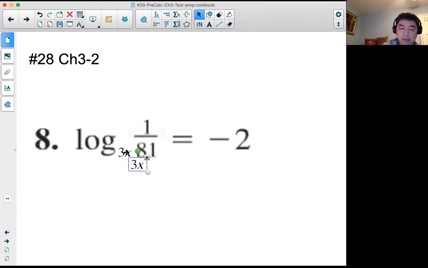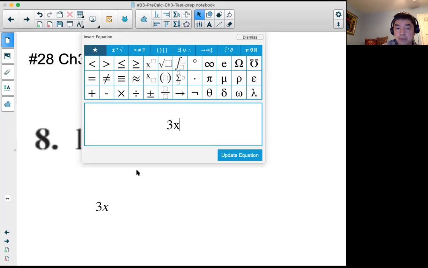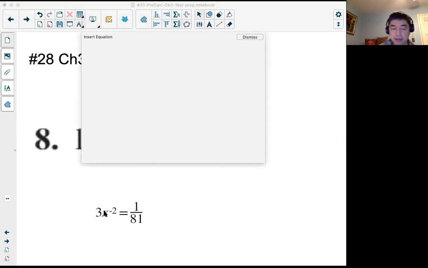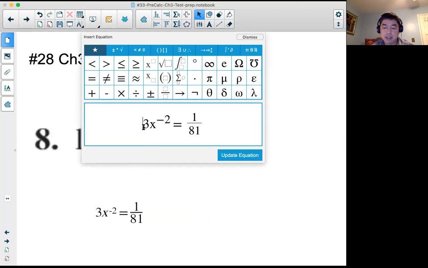So this must be 3x to the negative second power equal to 1 over 81. Let me double check. Okay, so I said this is the base, so I put the base, and this is the exponent, so I put the exponent over x. Oh, wait. It's not over x, it's over 3x. So make sure you put the 3x in parentheses.